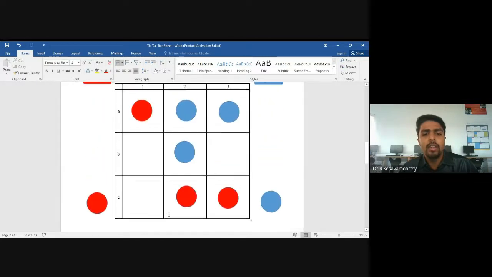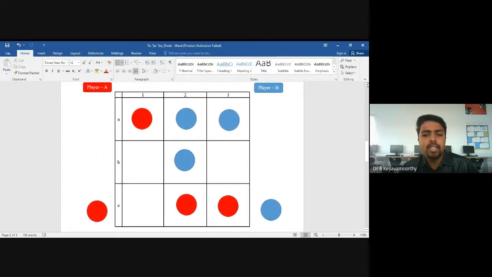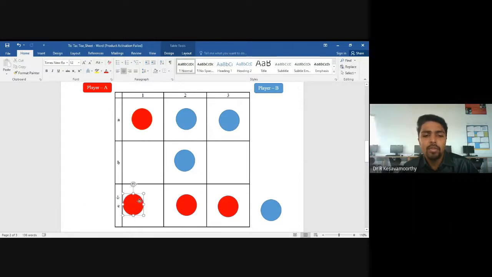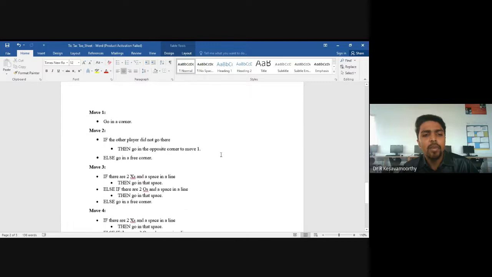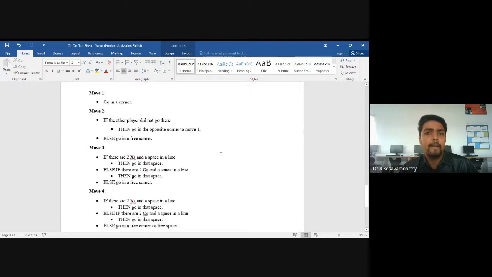The first is what? If there are two reds and a space in the line, you can see here in row C, there are two reds and also a space. So I have to go here, and I made a score by placing 3 consecutive reds in a row. And player B will have no other option either to go here or there, but it doesn't matter. Wherever he goes, he is not going to score. Now, these are all just the 4 instructions that made this sheet of paper an intelligent one.